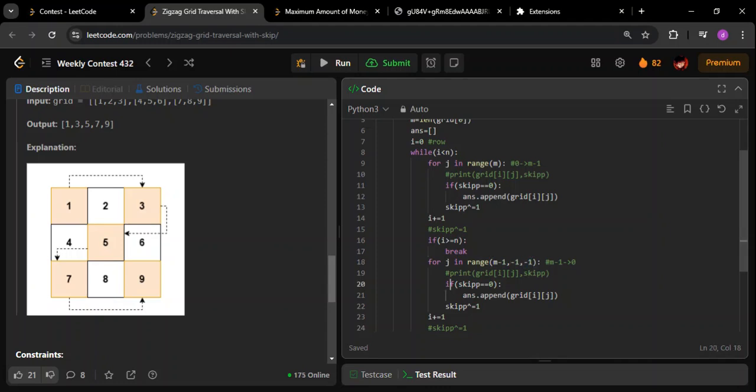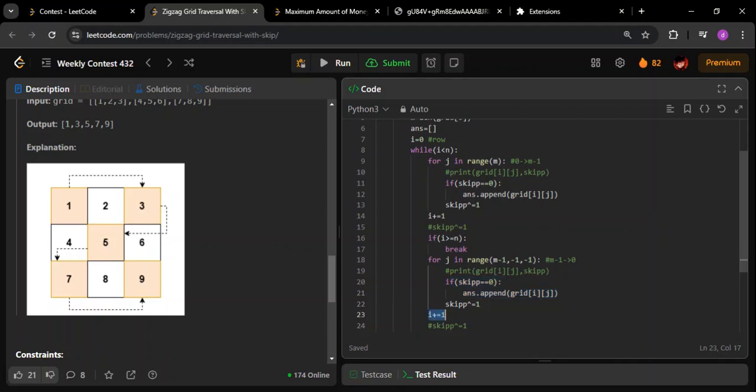So again, the same thing. If skip equal to 0, append the answer, and otherwise, whatever is the reason, simply toggle it. Once we visit a cell, we'll have to toggle it at last. As simple as that.